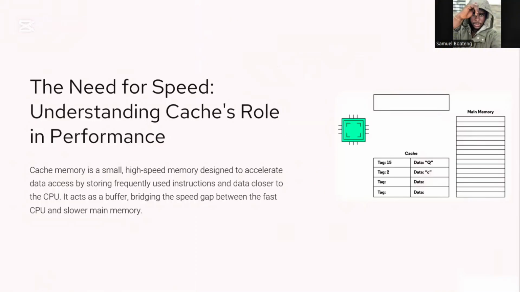Okay, starting out with the first slide. Before that, we have to know the definition, or we have to know what a cache memory is. So over here, it is said that a cache memory is a small, high-speed memory designed to accelerate data access by storing frequently used instructions and data that is closer to the CPU. So what it is basically saying is it helps speed up processing by reducing the time it takes to access data from the main memory, which is the CPU.